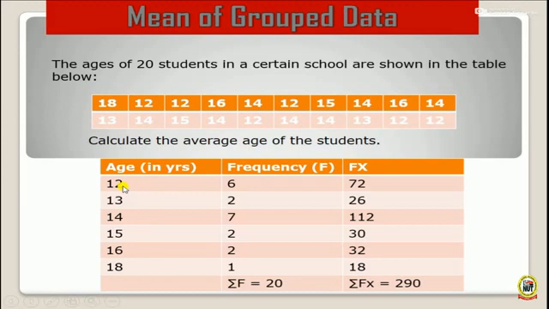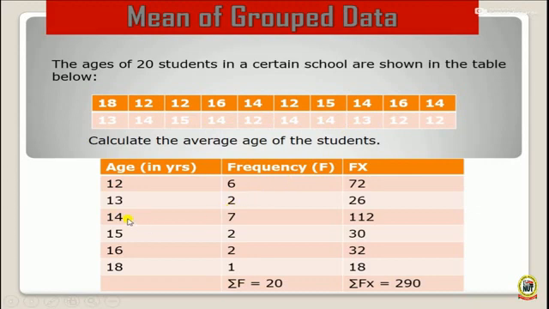For 12 years, let us count how many students are 12 years old in that class. Let's count. 1, 2, 3, 4, 5, 6. There are 6 students in the class who are 12 years old. Then the next is 13. Let's count how many students are 13 years in the class. 1, 2. There are 2 students in the class who are 13 years old.